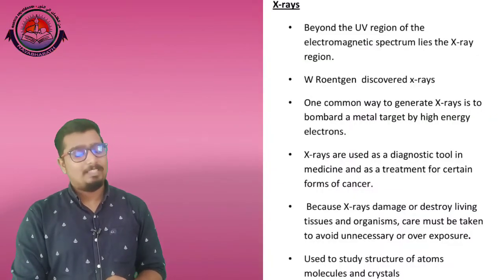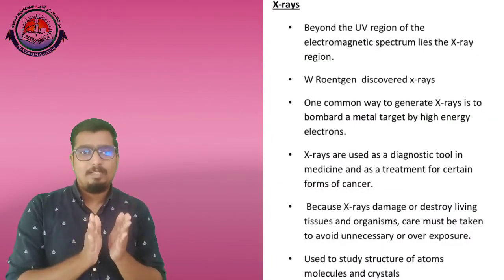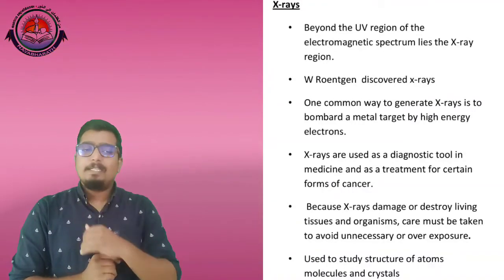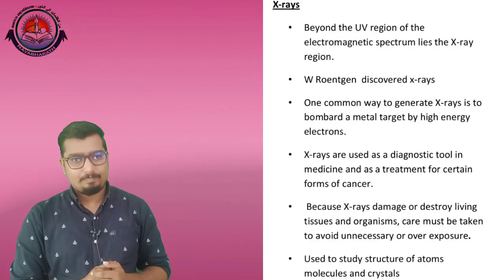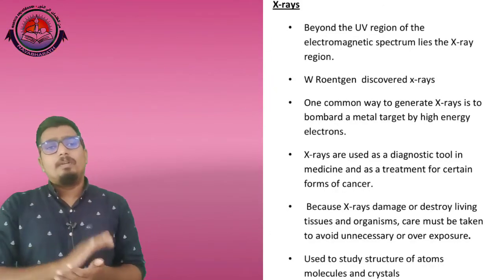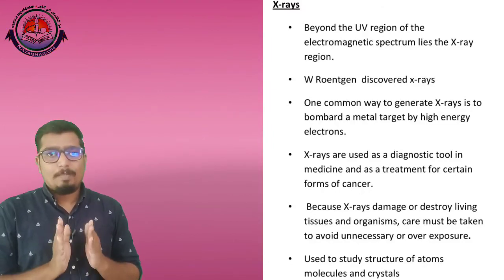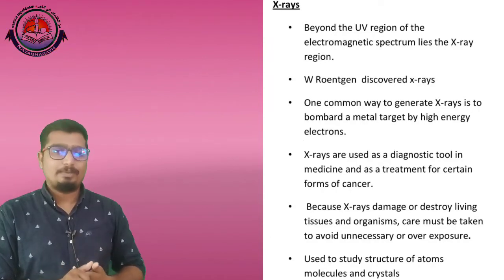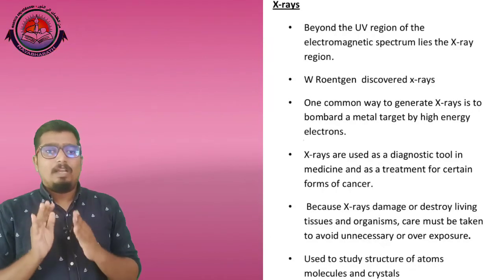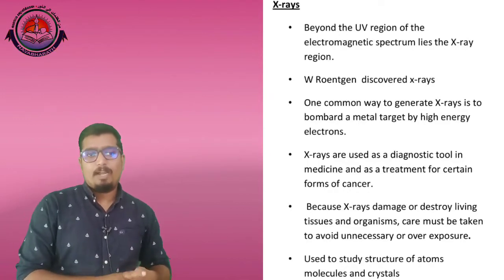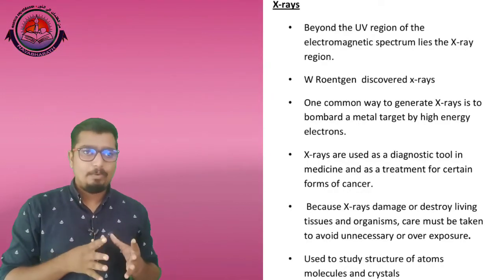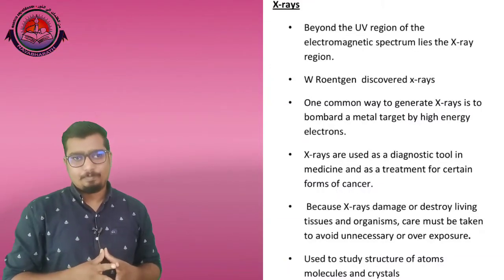Next we are going to discuss the next electromagnetic radiation, that is X-ray. Beyond the UV region of the electromagnetic spectrum lies the X-ray region. X-ray was first discovered by W. Röntgen.